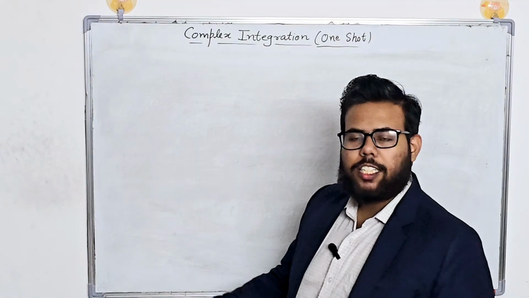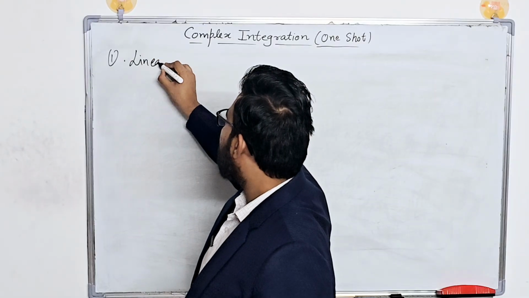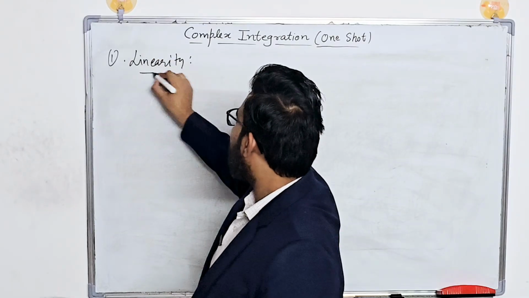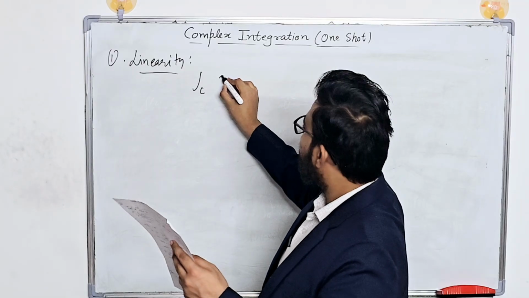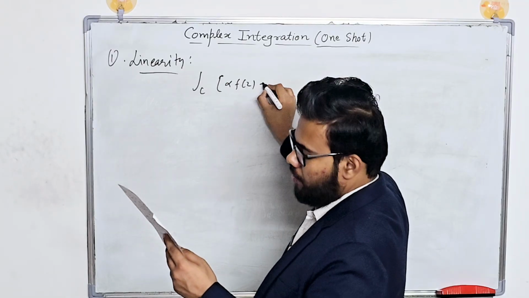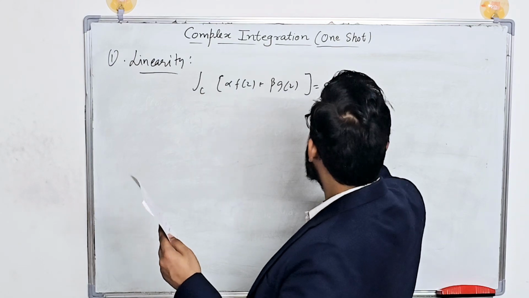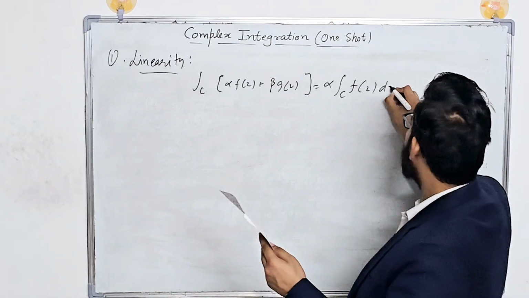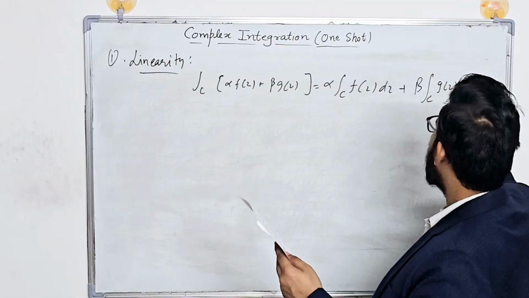Okay, now let's see some of the properties. First property, linearity, right? Linearity, right? So basically the complex integration of alpha f of z plus beta g of z is equal to alpha times the integral of f of z dz plus beta times the integral of g of z dz, right?